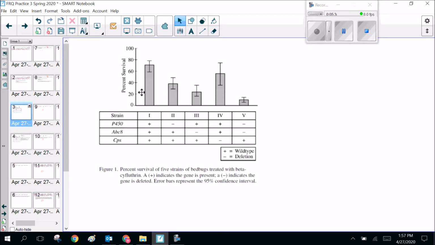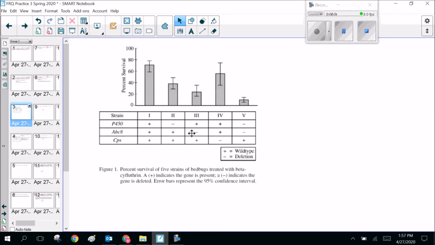So we said that our independent variable was the genes, which ones were deleted and which ones weren't. Now this is interesting because they had 3 different genes they were looking at and they wanted to put it on the same graph. They made a chart that stands in for your x-axis. So here are all the different strains of bed bugs, and here are the genes that are either activated, still there, indicated by a plus symbol, or they've been deleted.